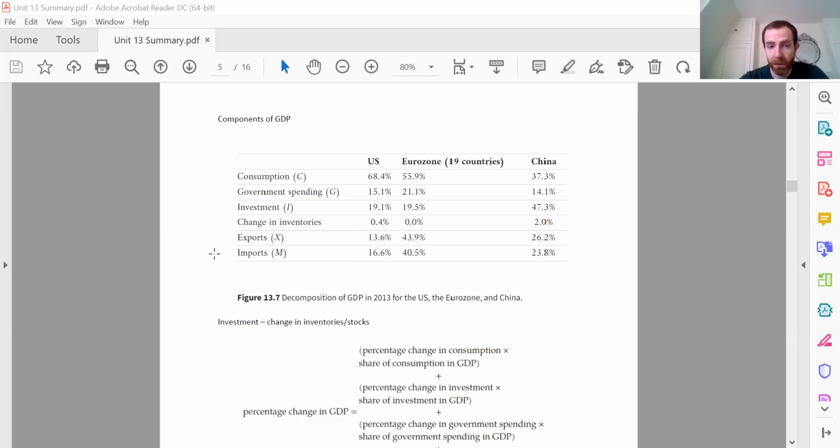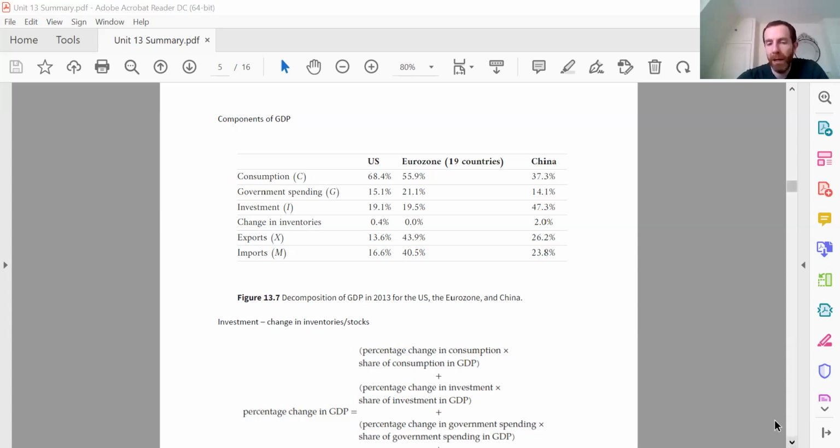And then we have exports and imports. Exports are when foreign economies purchase domestic goods. And imports are when the domestic economy, households or government, purchase foreign goods. So we need to take that into account as well. These two things often get put together and referred to as net exports, which is the net value of money flowing into the country. Taken together, C, consumption, G, government spending, I, investment, including change in inventories, and then X minus M, these are our different components of GDP.